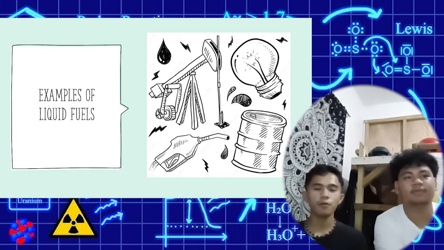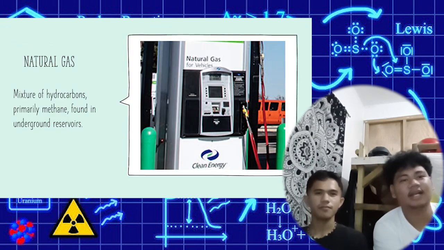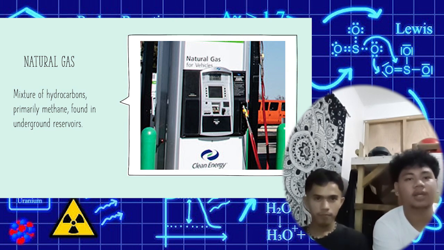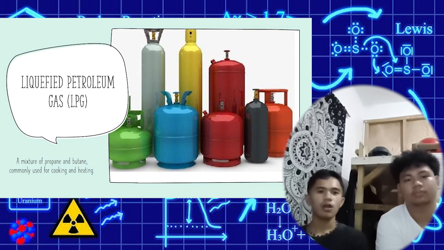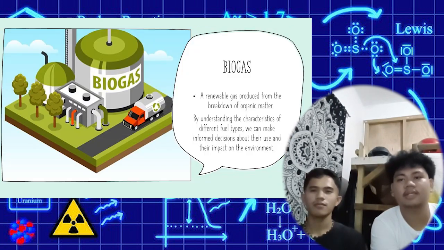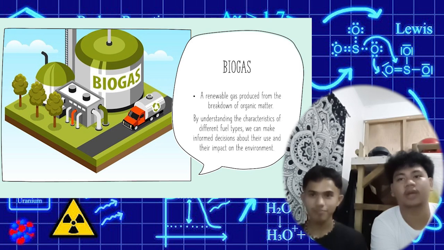Examples of gaseous fuels. Natural gas, a mixture of hydrocarbons, primarily methane, found in underground reservoirs. Liquefied petroleum gas, also known as LPG, a mixture of propane and butane, commonly used for cooking and heating. Biogas, a renewable gas produced from the breakdown of organic matter.